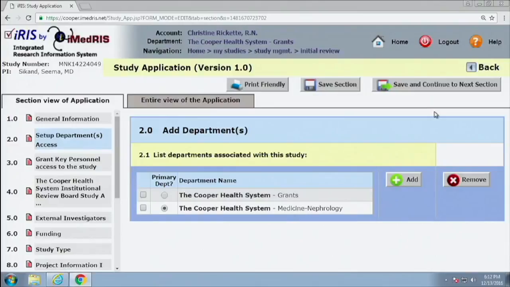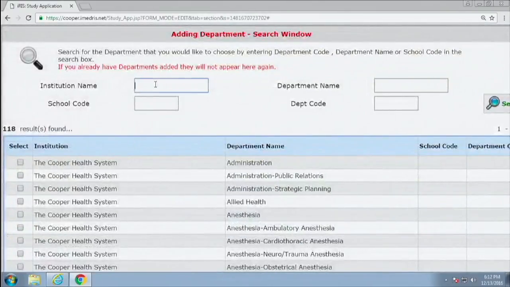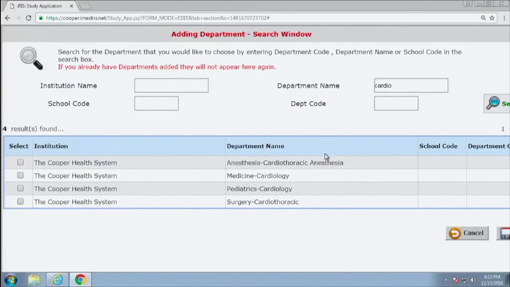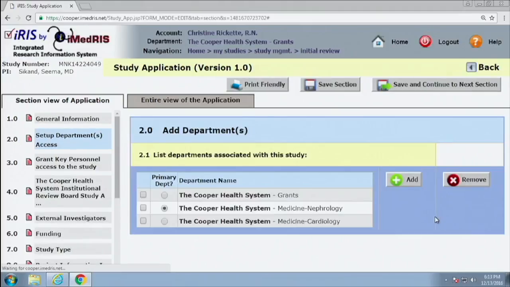Here's where you want to add your departments. Click by adding here, and if you're looking for an additional one, I typed in cardio, so it comes up with the different divisions. You would just click which one you want to add, and then you can change the primary department down here.